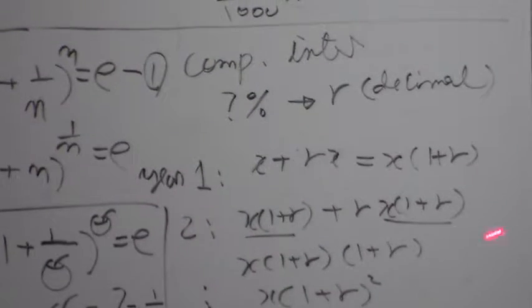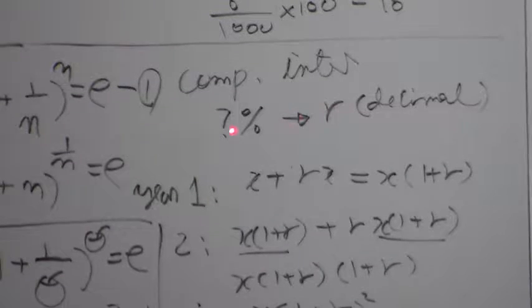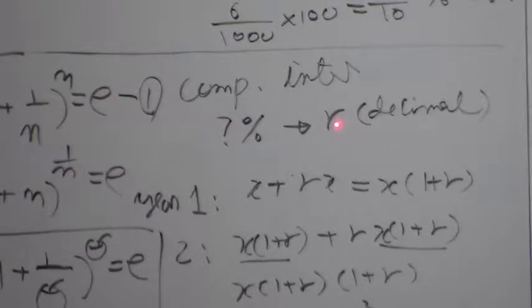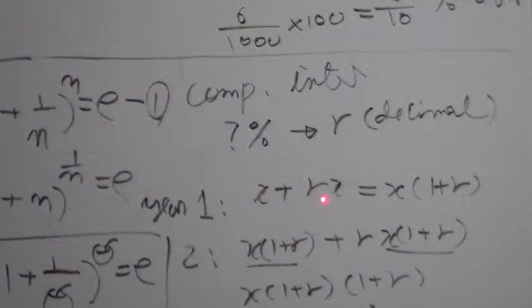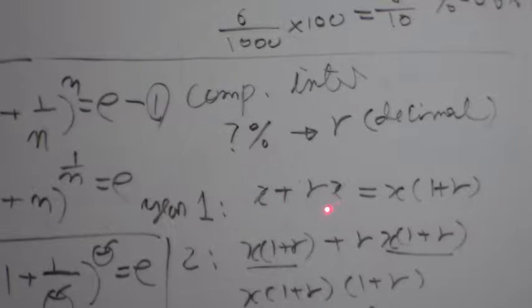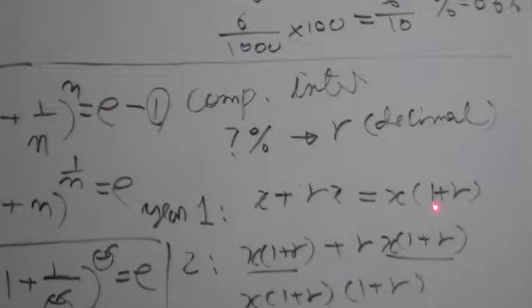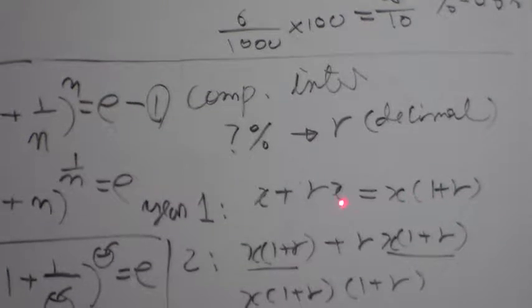We have to change it to a decimal, such as 10%. That's going to be 0.1, right? Then we have to calculate it. First year, x plus r times x. So the common factor right there is x times 1 plus r, in parentheses, right?